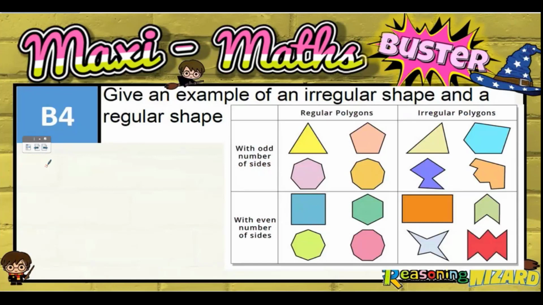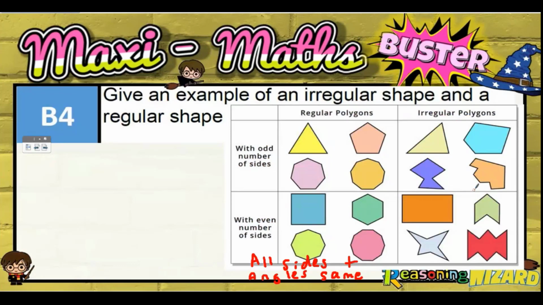Question B4, give an example of an irregular shape and a regular shape. So basically on this side, you've got regular shapes. Now, regular shapes are when they have all sides the same and all angles the same. So we'll just write that on here, all sides and angles the same. And people often forget that it's the angles as well. It's not just the sides being the same, the angles being the same as well.